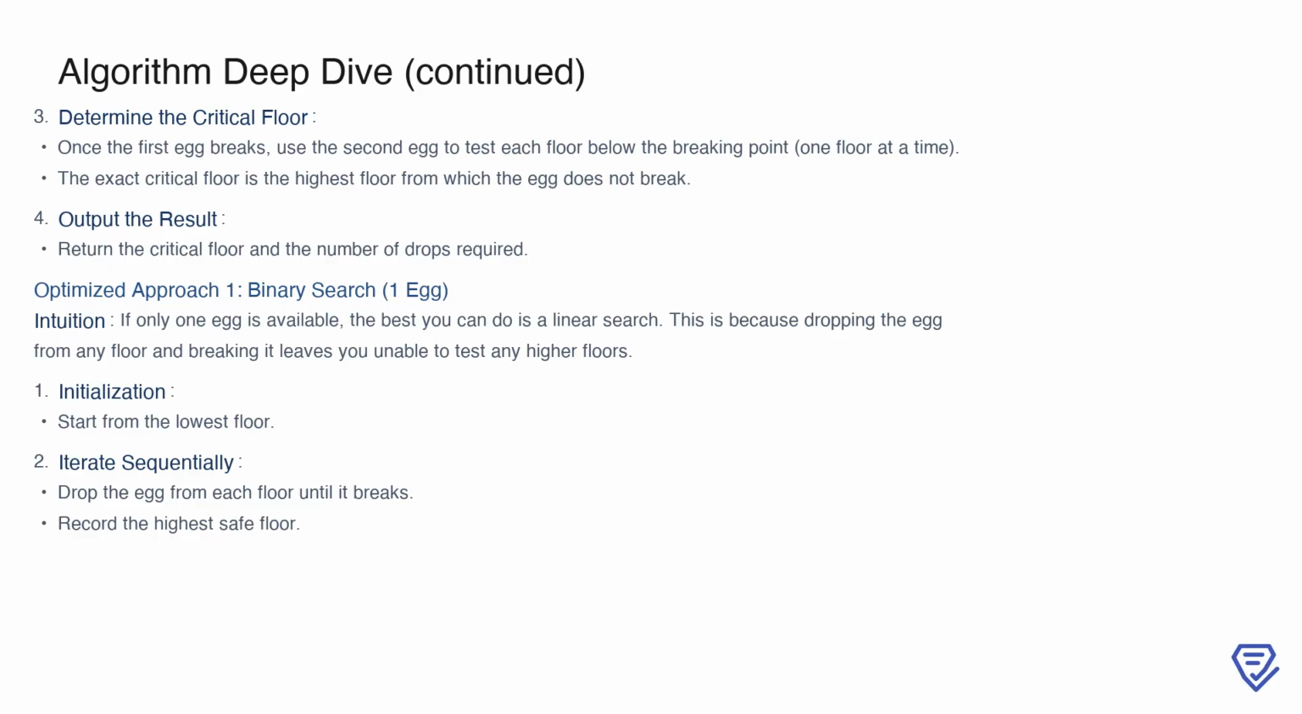Let's now consider a more optimized solution. If only 1 egg is available, the best strategy is a linear search, as there's no way to test higher floors once the egg breaks. In this scenario, you start testing from the lowest floor and drop the egg sequentially until it breaks, recording the highest safe floor along the way. This method guarantees that you'll find the critical floor, but it's still inefficient since it requires testing each floor individually.